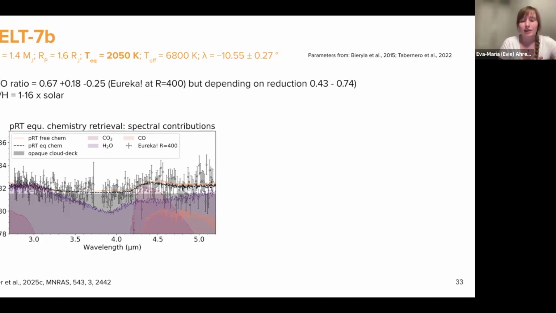Here in this contribution plot, essentially, you'll also see that we have a really high cloud deck. So the features are actually not particularly strong above the cloud deck. So this really challenged the retrieval analysis and really the constraints on our abundances.